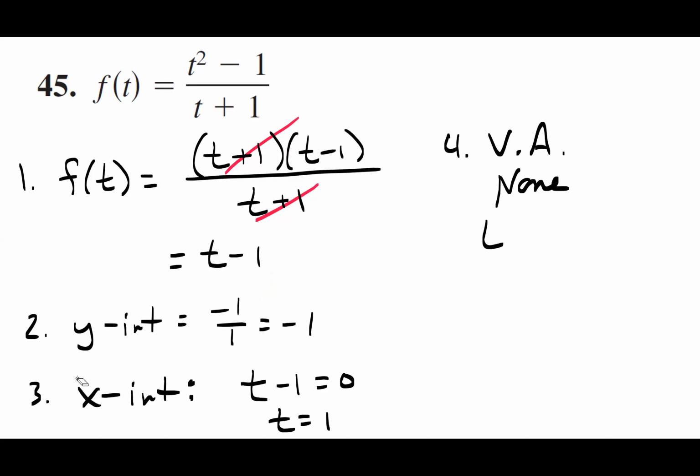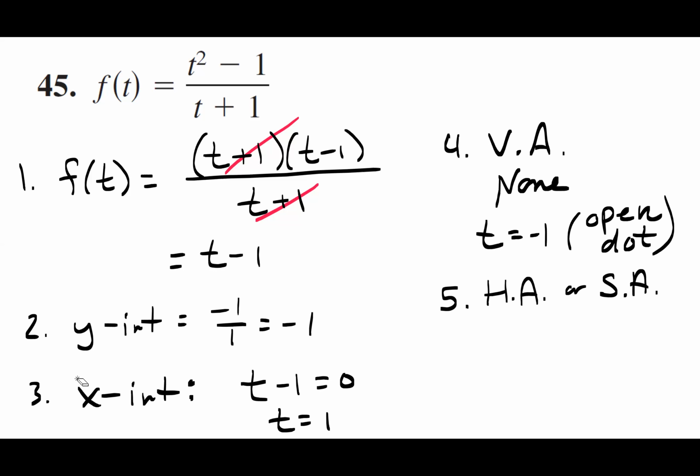Now we do have something here. At t equal to negative 1, that's the one we canceled, we have ourselves an open dot. Okay, and then horizontal asymptotes and slant asymptotes, which we did not cover here. What we do is we look at the degree. Degree on top is 2. Degree on the bottom is 1. Oh, this is an improper fraction. Since the degree on top is higher than the degree on the bottom, there is no horizontal asymptote whatsoever.